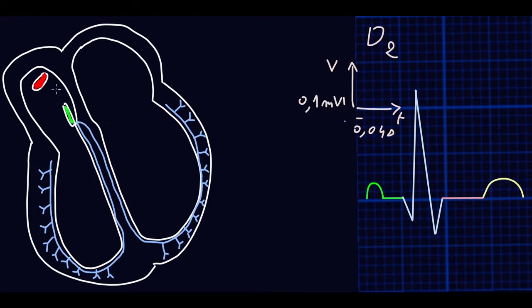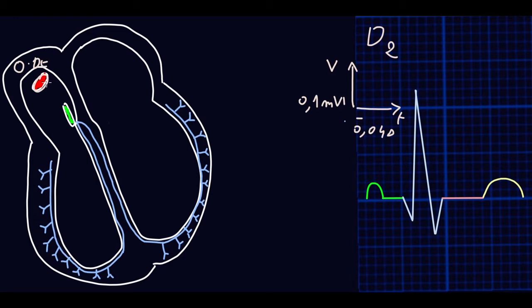The electrical signal begins in the sinus node. This sinus node is a mix of a bunch of cells in the upper side of the right atrium. It is responsible for normal heart rhythm, also called sinus rhythm.